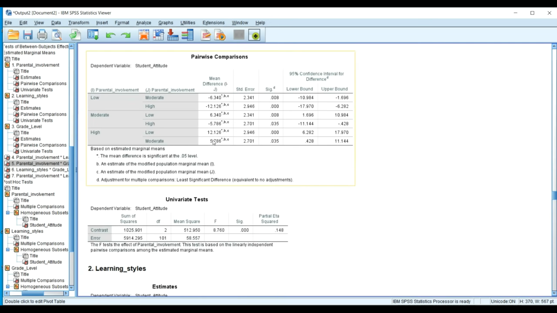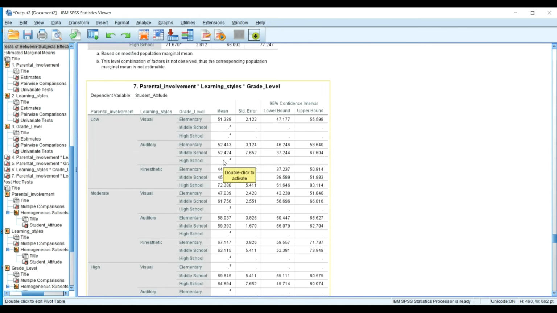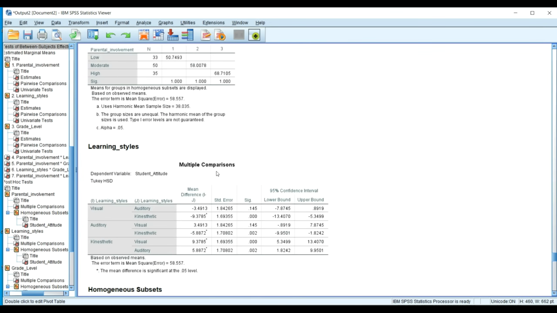When you look at this result here, parental involvement and learning style, we do not have statistically significant evidence that the interaction between parental involvement, learning styles, and grade level, which is the three-way interaction, contributes to student attitude. And let me quickly take you to the post hoc test. Okay, this is what we have before now. It's just like what we have in the pairwise comparison. So this is exactly the same result that we've gotten here.